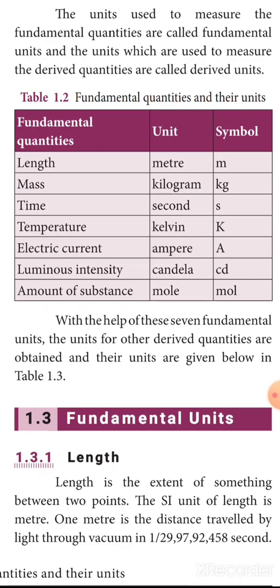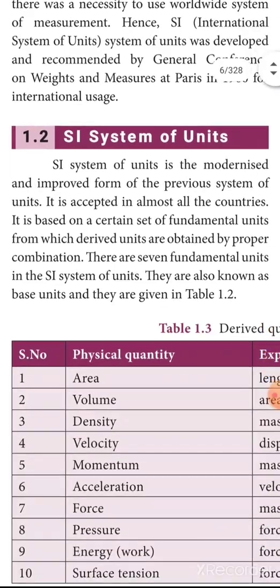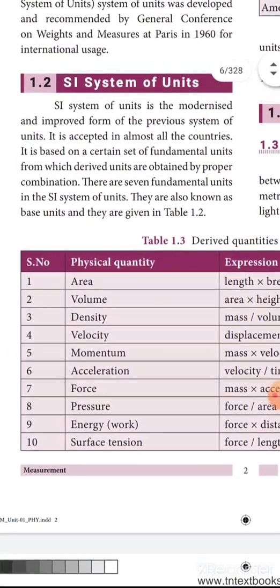Already we studied the fundamental quantity is one which cannot be expressed in terms of other physical quantities. Length means measured in length. That word only we have to use. Then derived quantity means expressed from fundamental quantities. Are you understanding? Now the formula. For example, the physical quantities area, volume, density, velocity, momentum, acceleration, force, pressure, energy, surface tension. These are derived quantities.